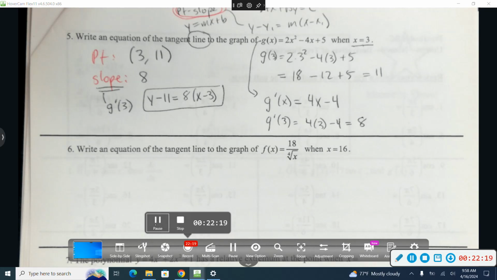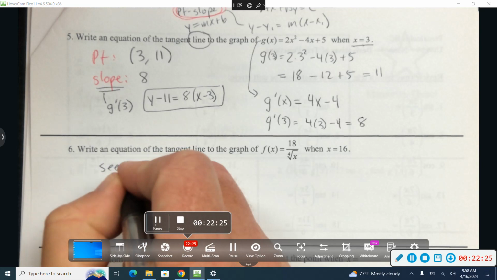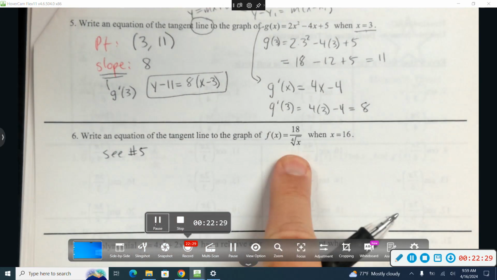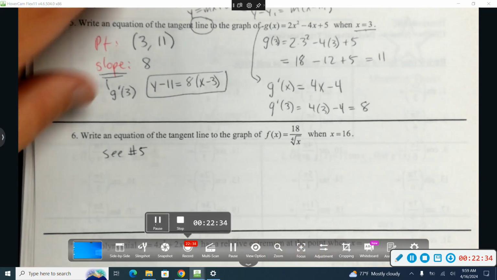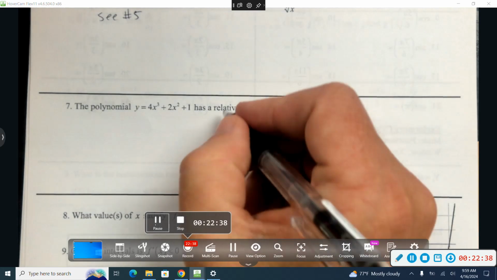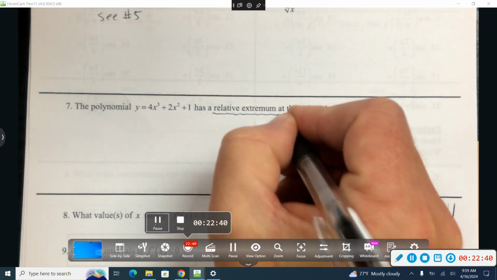Let's skip number 6 in the interest of time. It's the same thing as number 5. See number 5. I mean, the derivative is a little harder because we've got to change that up a little bit, but it's the same setup as number 5. Number 7, new word here, relative extremum.